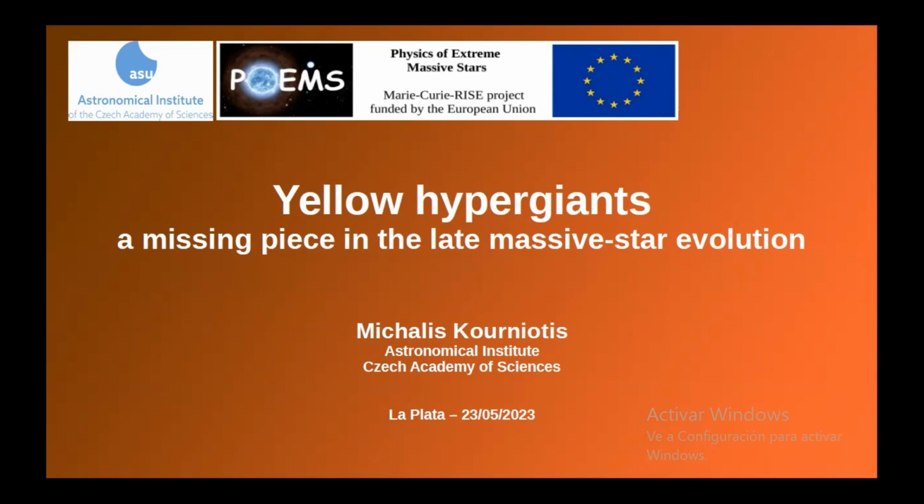As a postdoc, I'm working on massive stars, in particular evolved massive stars, yellow hypergiants, which maybe very few of you have heard of. I consider it a missing piece in the late massive star evolution, mainly because the observational evidence is very small, and the group of people globally that work with yellow hypergiants is quite small compared to the OB stars, the red supergiants, and other earlier types of massive stars.